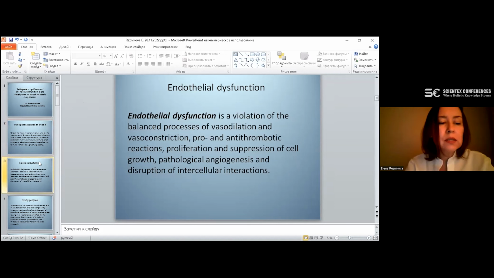According to modern concepts, endothelial dysfunction is a violation in the balanced process of vasodilation and vasoconstriction, pro- and anti-thrombotic reaction, proliferation and suppression of cell growth, pathological angiogenesis, and disruption of intracellular interactions.